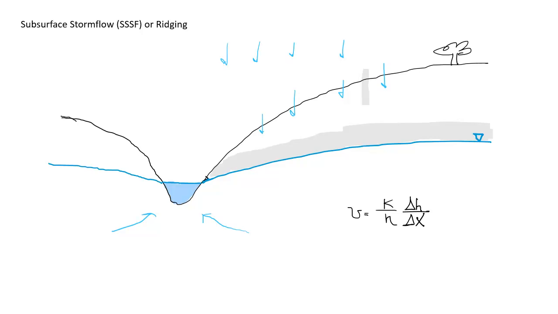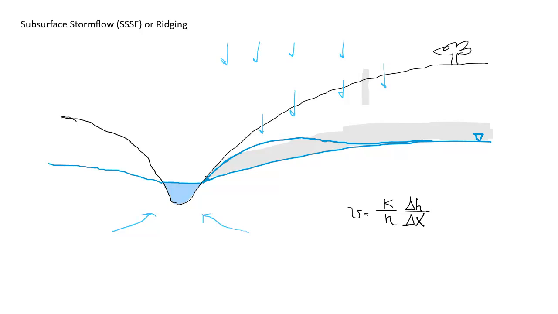So the result is that immediately following a storm, the water table takes on a position that looks like this. It's artificially high near the stream as that infiltrated water makes it to the groundwater system and lifts the water table.